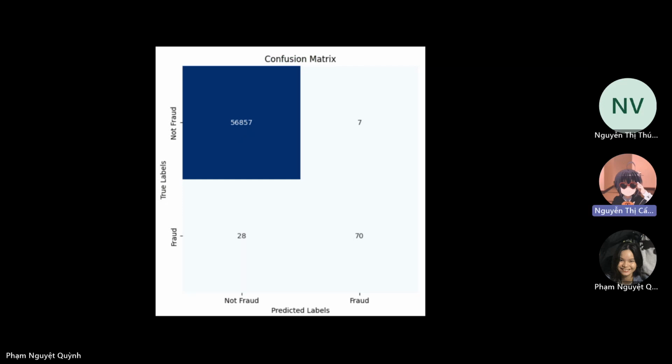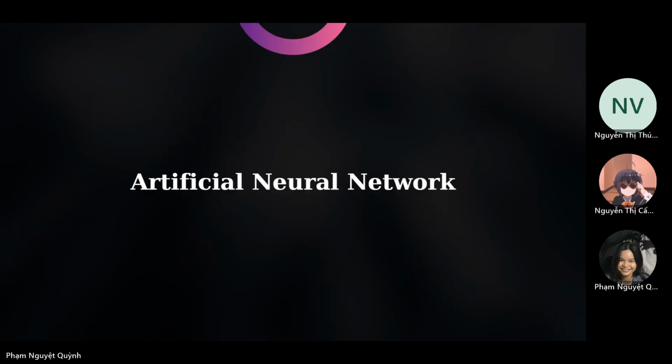And lastly, the confusion matrix is created for this approach utilizing the confusion matrix methodology. It is shown like this. And the next is the artificial neural network.